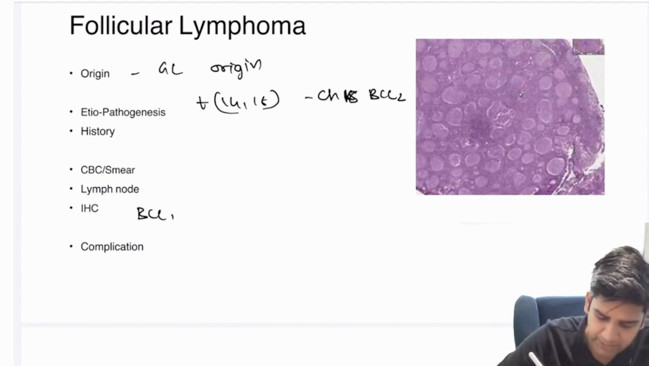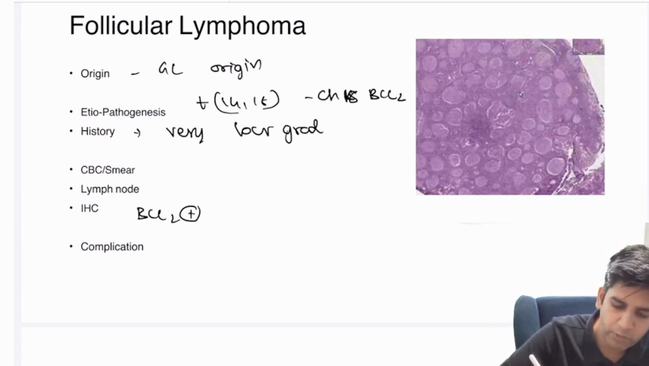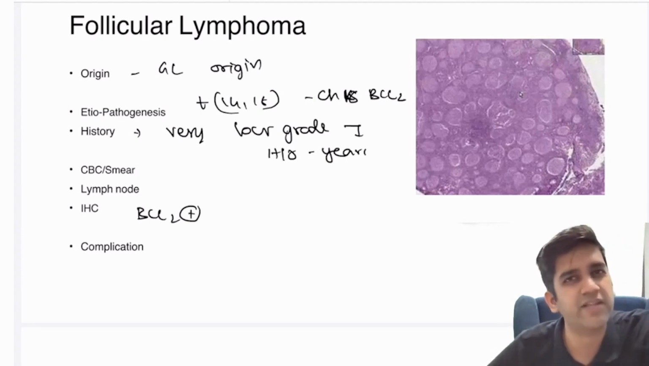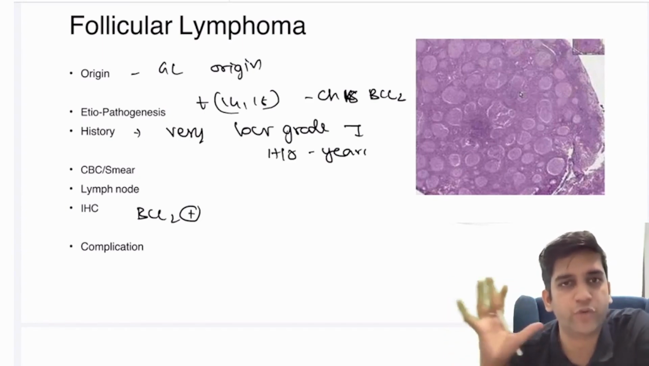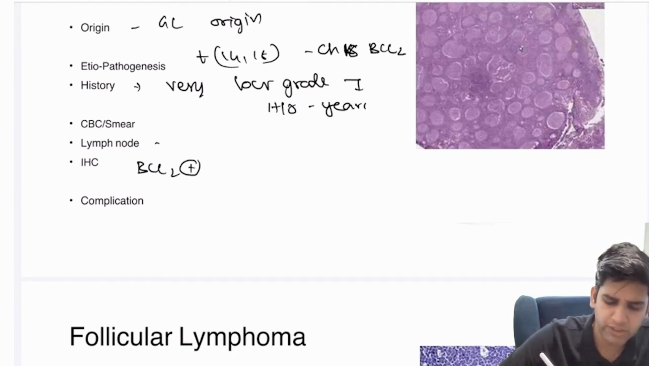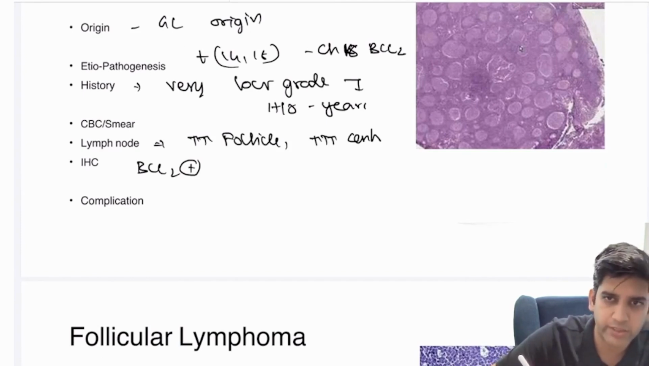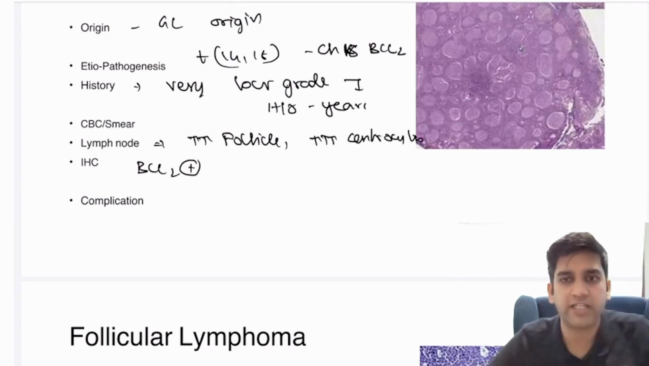So IHC, BCL2 positive lymphomas are follicular. That's all. History: it's a very low-grade lymphoma. So the problem with low-grade lymphomas is you'll have history for years. When a question says lymphadenopathy for 5-6 years, or when a patient says, doctor, I don't know from what time it's there, it's always been there, I think of this follicular lymphoma, right? CBC and peripheral smear, not much. Lymph node will have multiple abundant follicles. They have lots and lots of increased centrocytes. That's how it is. Fine.